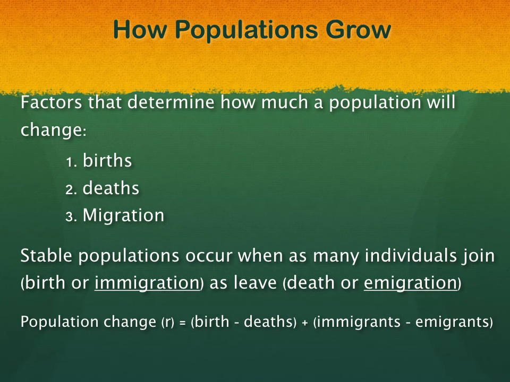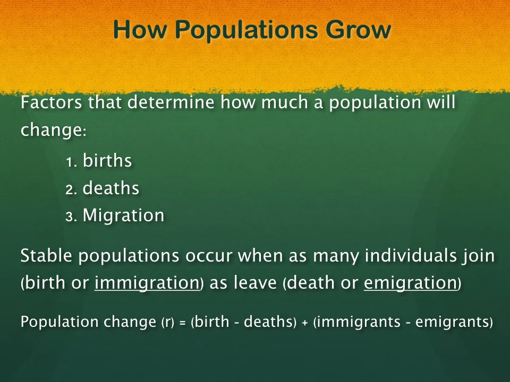A population ecologist would also be interested in how populations grow, and the things that they would need to look at as far as determining that is the number of births, the number of deaths, and also migration. A population is considered stable when the number of individuals joining, that would be birth or immigration, is equal to the number that leave, either by death or emigration.